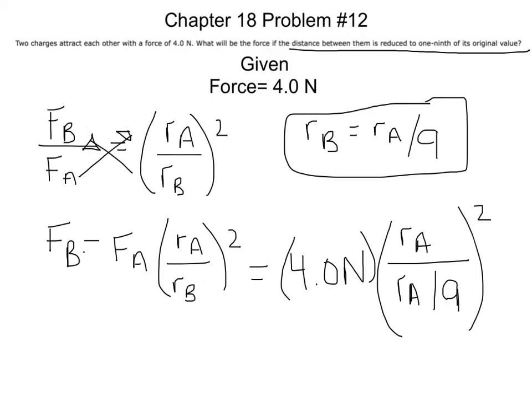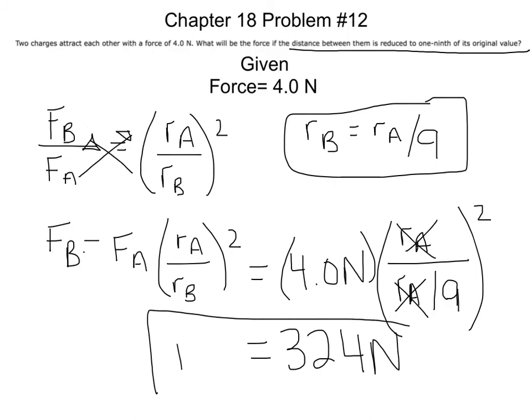And basically the RAs will cancel out and you'll just get 9 squared. So it would just be 9 squared times 4, and then that would equal about 324 newtons. And that will be FB. That's the value of FB.